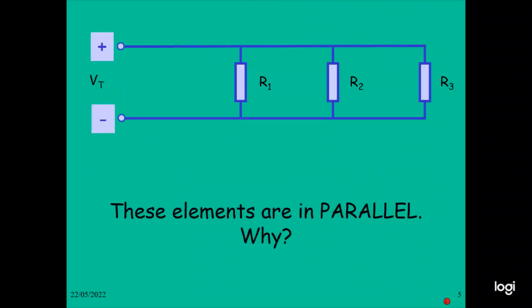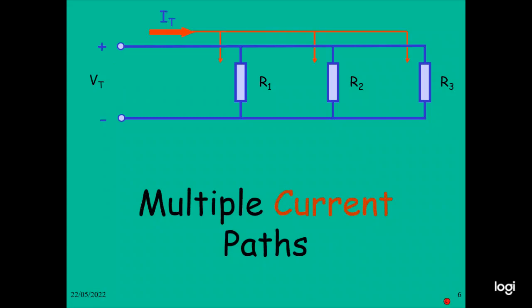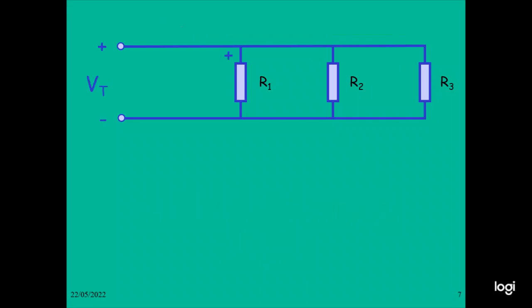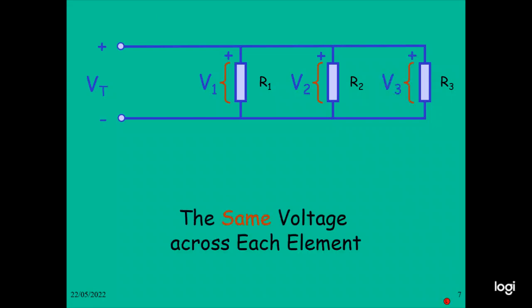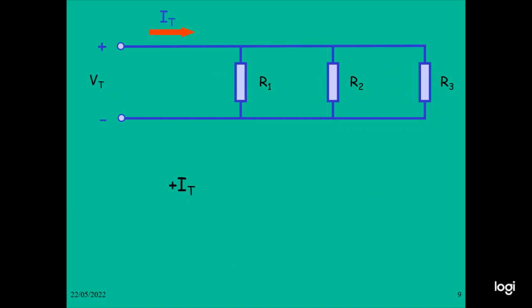With supply voltage VT, R1, R2, R3 are connected in parallel. These elements are in the parallel circuit. So there are multiple current paths. In this case, you can see the current IT here. Through the paths for R1, R2, R3, multiple currents are flowing. The voltages are V1, V2, and V3. The same voltage appears across each element. Therefore, we can write the equation V equal to V1 equal to V2 equal to V3. So the current IT is flowing.